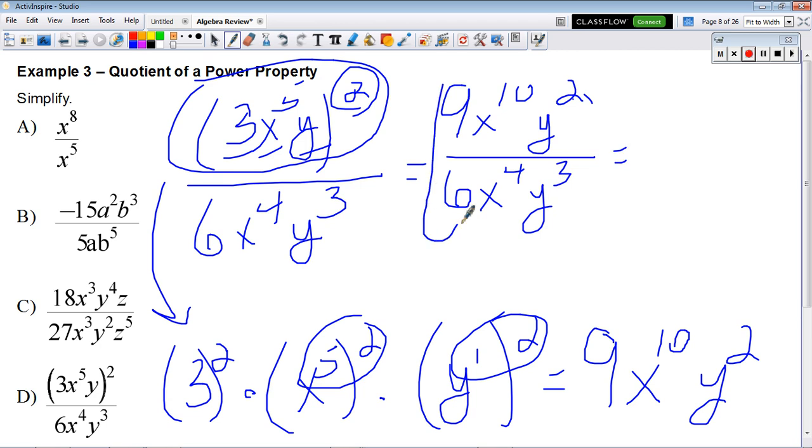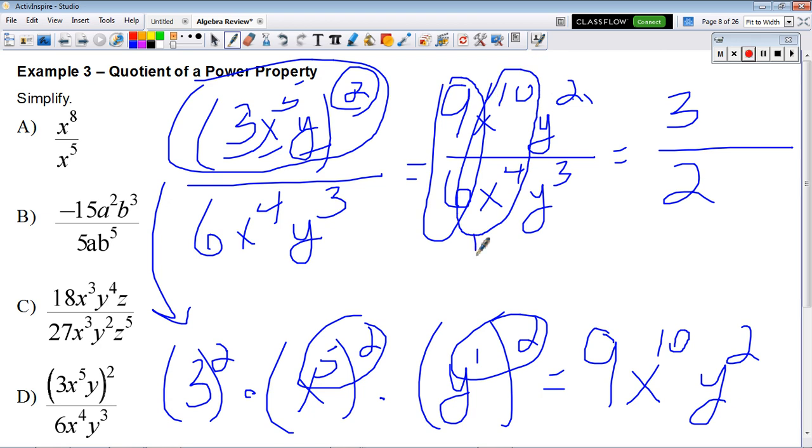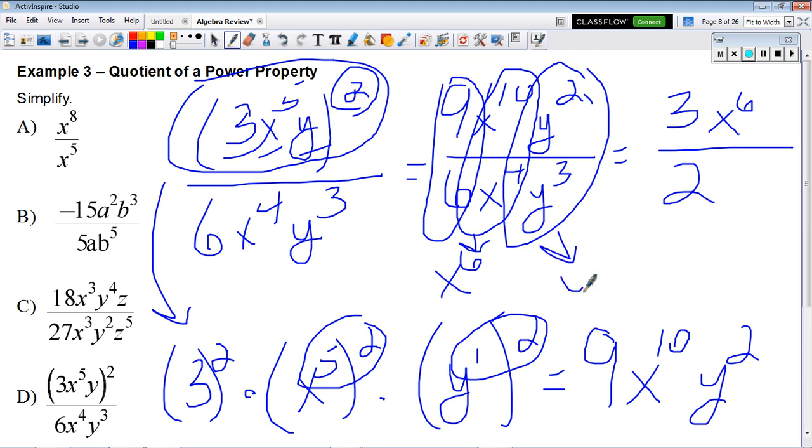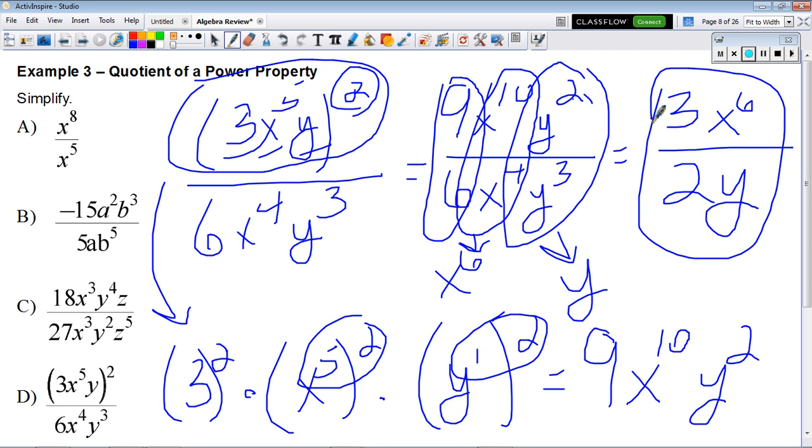First thing I want to do here is reduce 9 over 6. Since 3 goes into both of those, this reduces to 3 over 2. Now I'm going to move on to the x's. So x to the 4th over x to the 10th, 10 minus 4 is 6. So the answer would be x to the 6th, and that goes on the top because there's more x's on the top than on the bottom. And then I have y cubed over y squared, so 3 minus 2 is 1, so the answer would be y to the 1st, and that goes on the bottom because there's more y's on the bottom than on the top. So the answer would be 3x to the 6th over 2y.